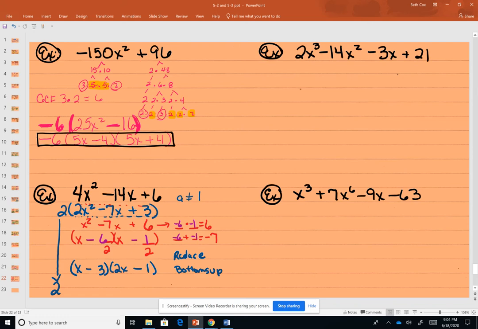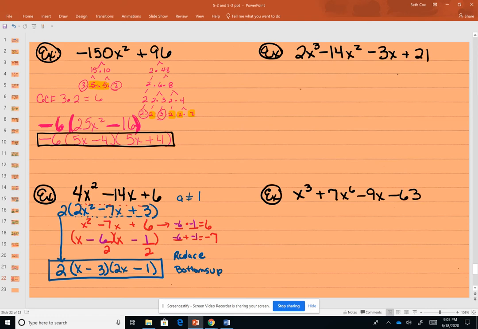All right, don't forget my 2 that I brought all the way down, and actually still had some room, so I can bring it up just a little bit. That is my final answer. I can't go again. I don't have any specials. Look at my parentheses. No specials, no common, no more GCFs. I'm done. All right, next one.